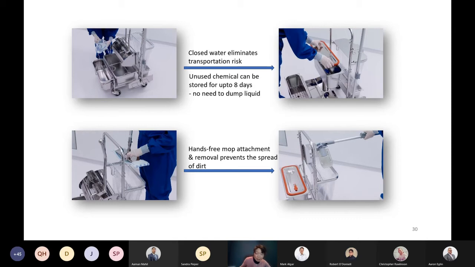Secondly, if you paid attention to the video, the entire process, meaning the mop removal and mop attachment, is hands-free. You don't ever have to touch the mop, whether it's clean or dirty. A direct benefit of that is it can prevent the spread of dirt, germs, or contaminants. So it's a big benefit from a contamination control standpoint.